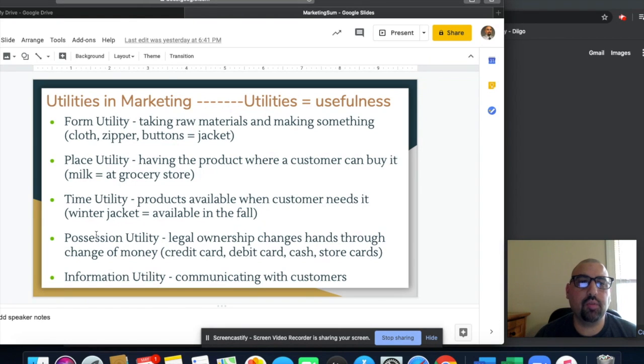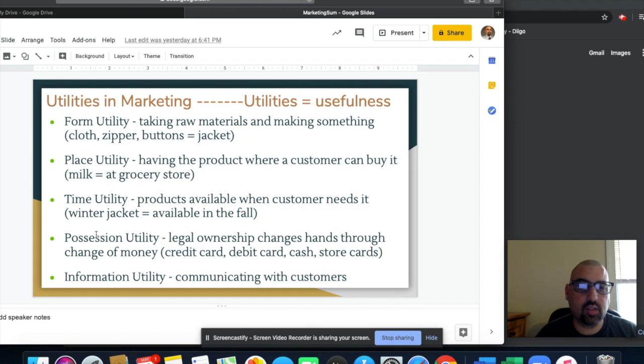The first one is going to be form utility. This is just basically taking those raw materials and making something out of them. It's really turning it into something. We've got a cloth, we've got a zipper, we've got buttons. Well, we put all that stuff together, those raw materials, and we make a jacket. That's what form utility is going to cover.